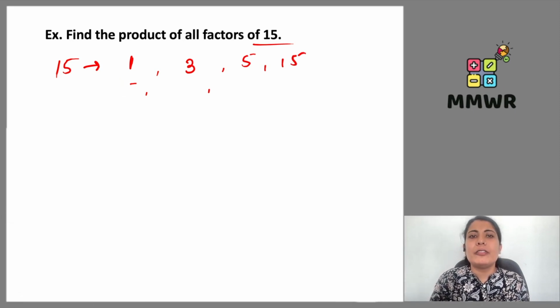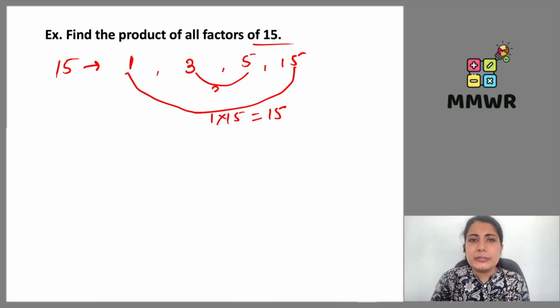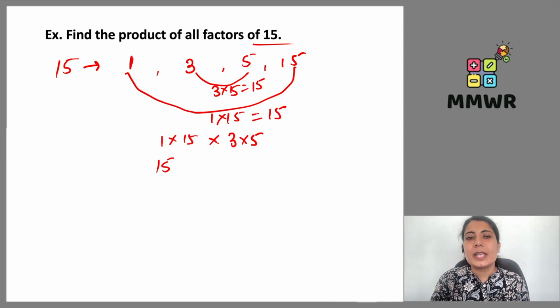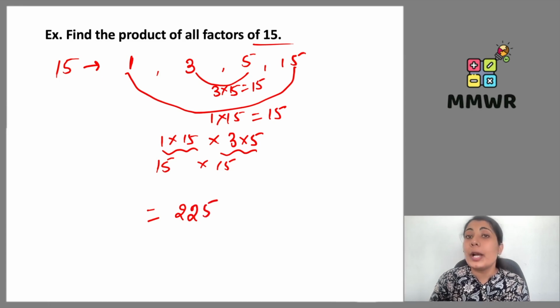Only 4 factors are there for this 15. When we have to find the product of it, what will we be doing? Look, if I take the product of 1 with 15, 1 multiplied by 15 gives me 15. 3 multiplied by 5 also gives me 15, right? So the product of 1 with 15 and 3 with 5 gives 15 each time. 15 multiplied by 15, that means the square of 15, 225, I'm getting, right?